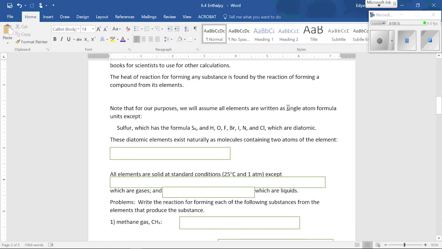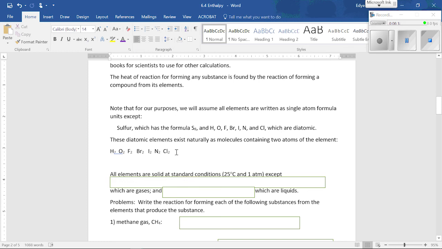Okay, for our purposes, when we are figuring out how to write a heat of formation reaction, we're going to assume all elements are written as single atom formula units, except for sulfur, which is S8, and then Hofbrinkel. These are all diatomic elements. You will probably have to memorize that part. But anytime you hear me say Hofbrinkel, I'm talking about the diatomic elements.